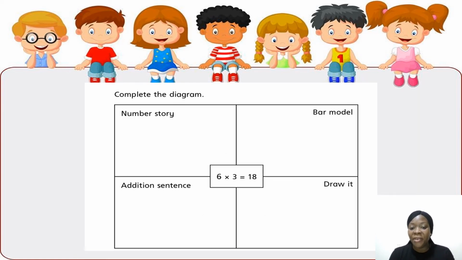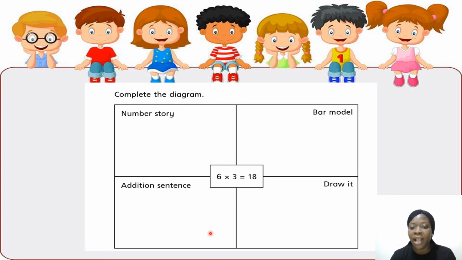Okay, now here is another one for you to have a go. It says complete the diagram. How do we complete the diagram? Very easy. Number story. You're going to create your own number story. Like we had on the previous slide, we saw four groups of trees with 3 birds sitting on them. So you're going to create your own number story and then use a bar model representation to show your story.